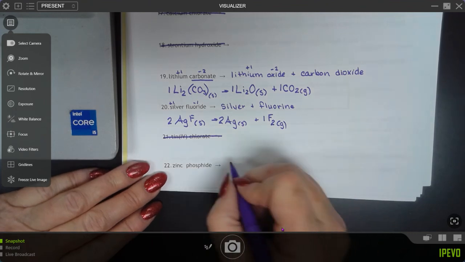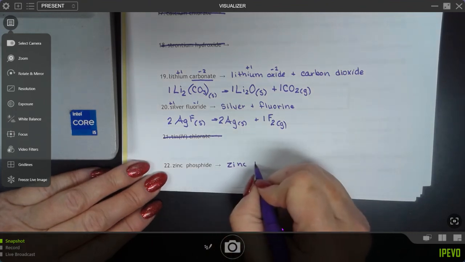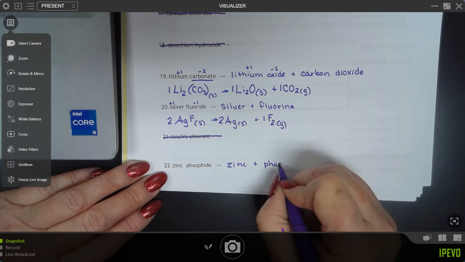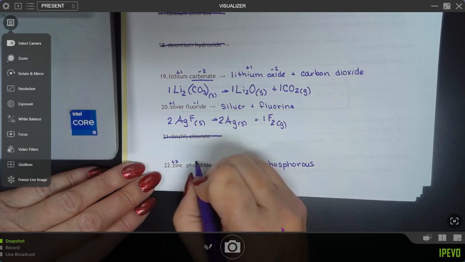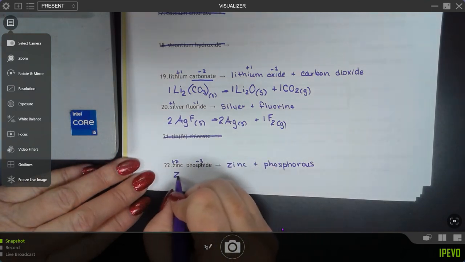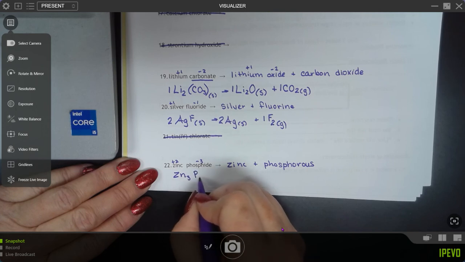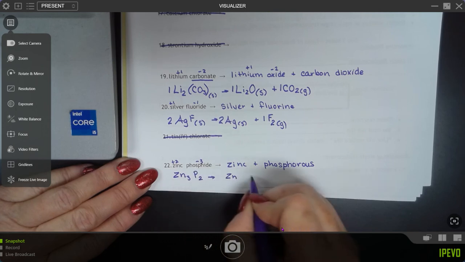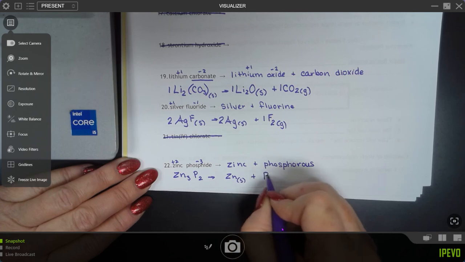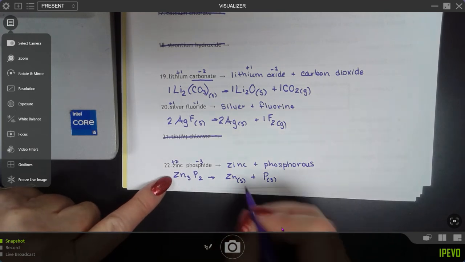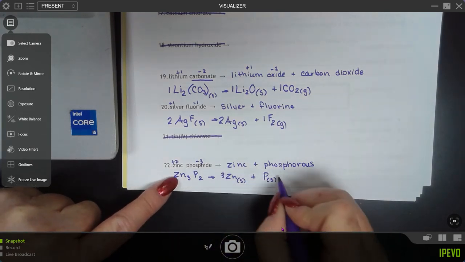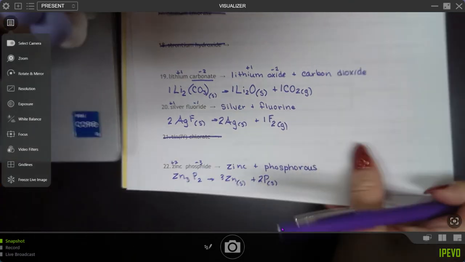Zinc phosphide breaks down to give zinc plus phosphorus. Zinc is +2, phosphide is -3. So we have Zn3P2 produces Zn solid plus P solid. Neither one of those are part of the Haber-Finkel 7, so they're not diatomic. So all we have to do is make this 3, so we have 3 zinc, 2, so we have 2 phosphorus. All right, whew, that was a lot.